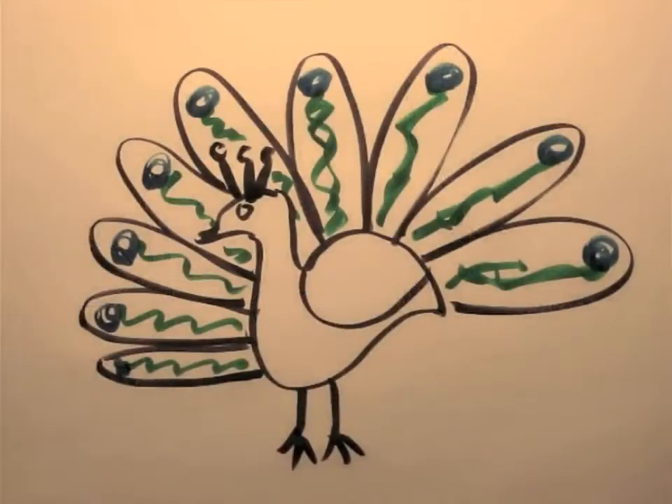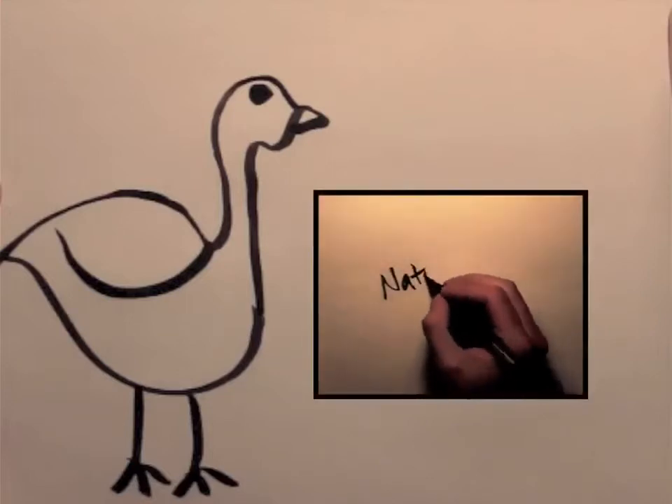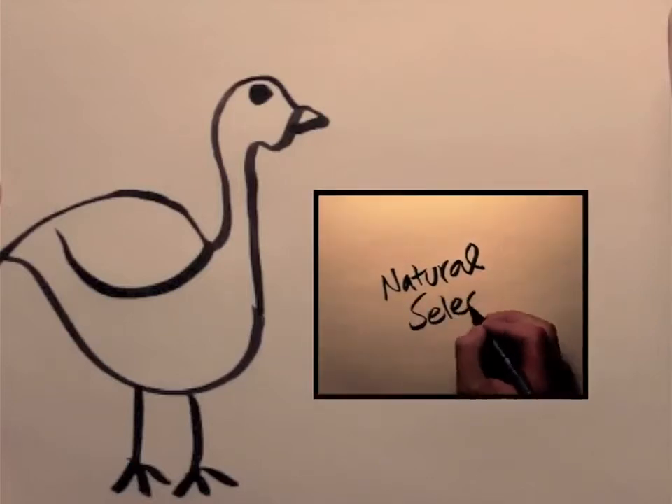Through natural selection, over thousands or even millions of years, the male peacock's tail became more and more spectacular, just to attract the picky ladies. So in conclusion, natural selection is one of the most important forces in evolution. By this process, the fitter individuals are more likely to survive and reproduce.